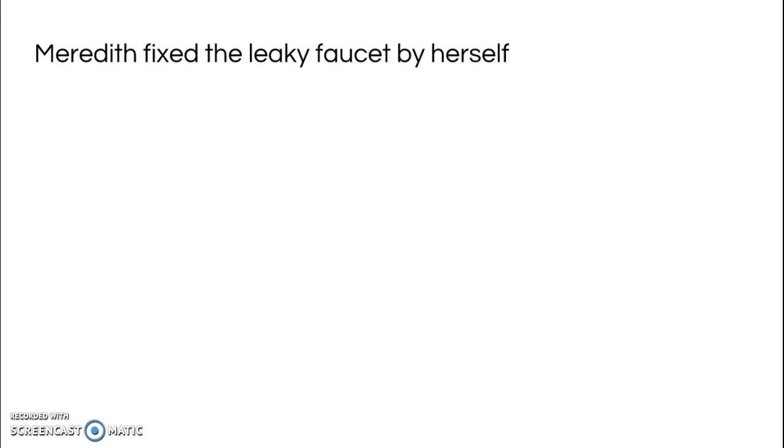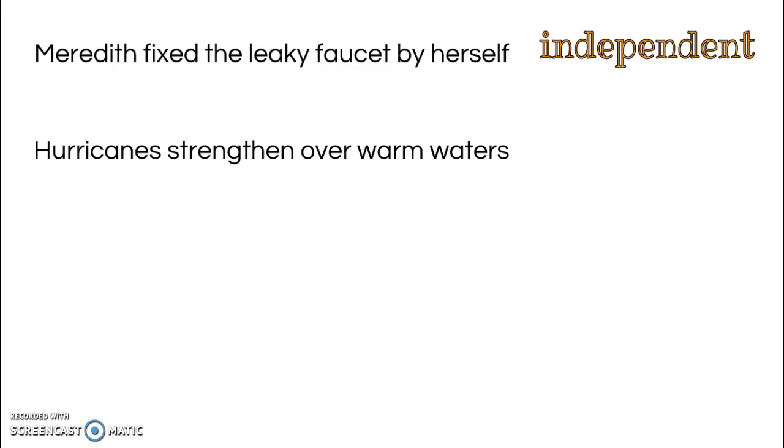Meredith fixed the leaky faucet by herself. Independent. Hurricanes strengthen over warm waters. Also independent. Both sentences have subjects, so nouns or pronouns. There are verbs, and they both make sense.